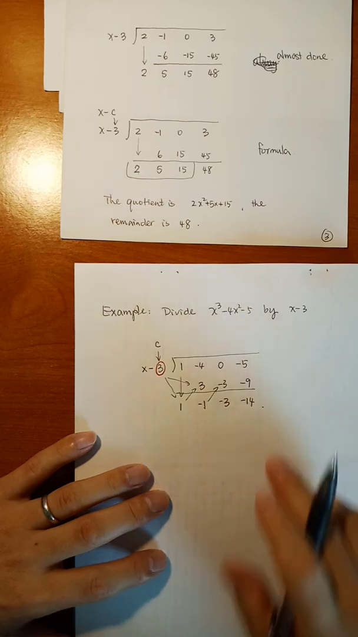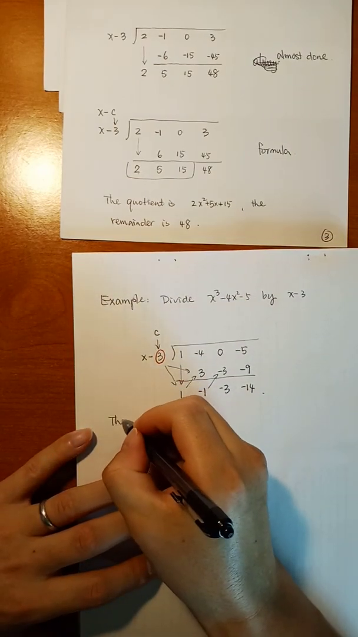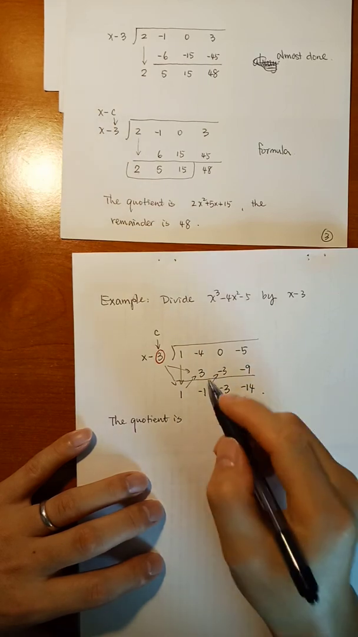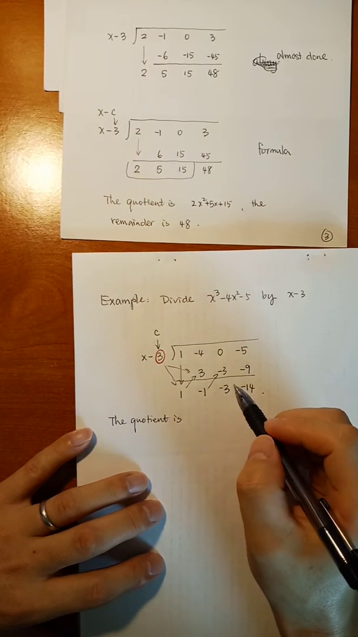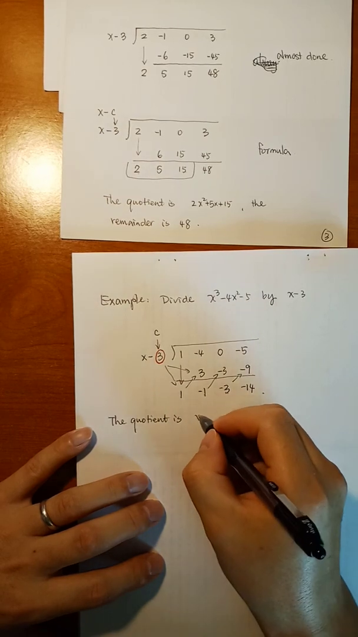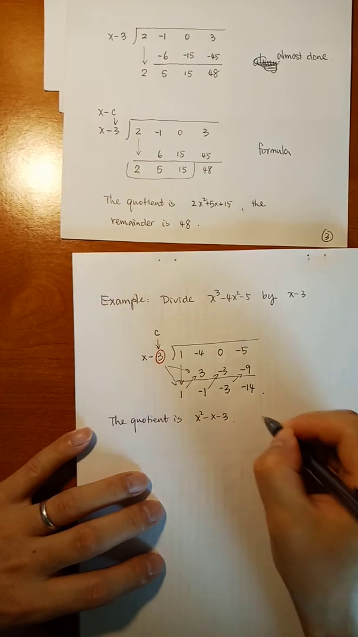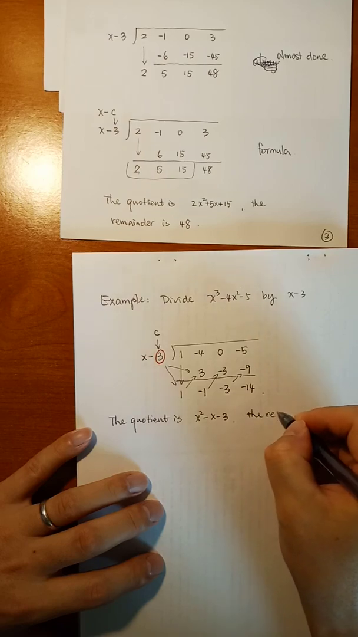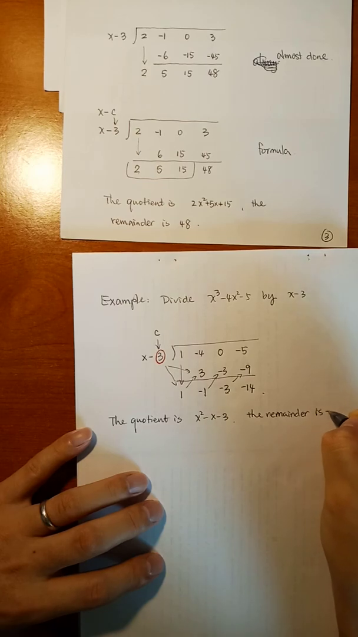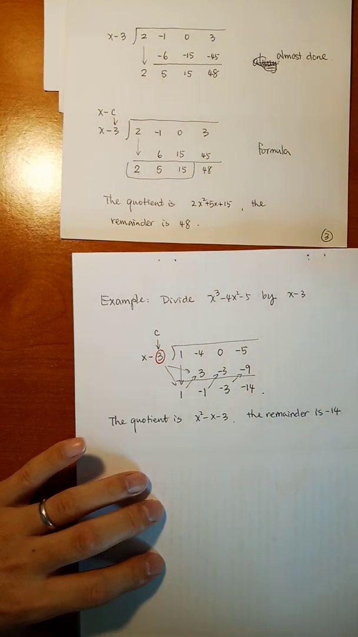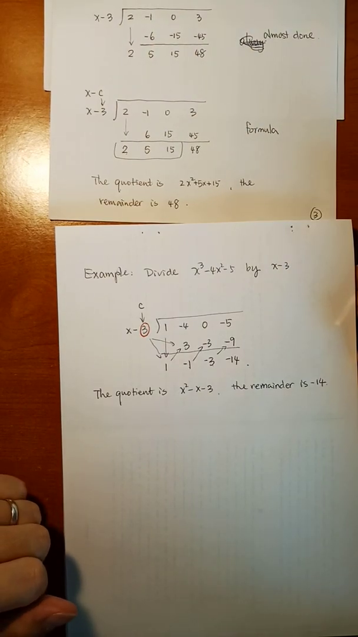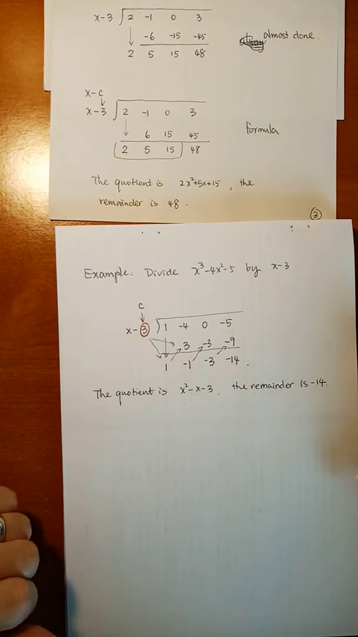Okay, the negative 14. So the quotient is, check here, the constant term, the x squared term. So it's x squared minus x minus 3. The remainder is negative 14. Okay, so that's it.